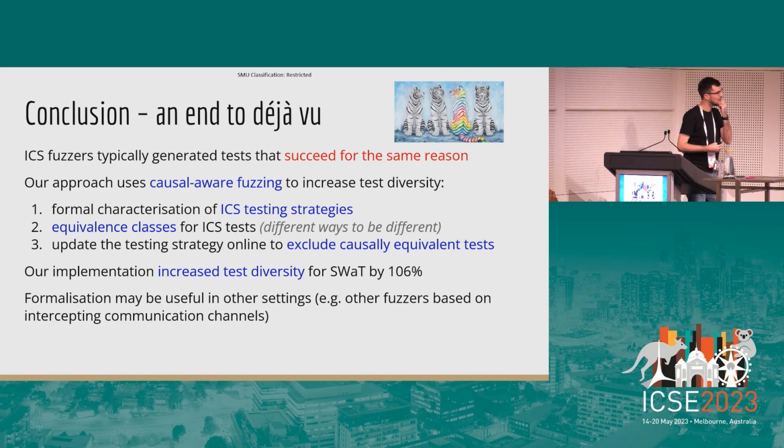But of course, we tried to be general in the way that we defined this framework. And so our hope is that it may be useful in other settings. So for example, if you have fuzzers that are based on intercepting, manipulating communication channels, there may be some use for it there, but we don't know yet. So that's just my overview of what we've done. I'm happy to take questions at this point.